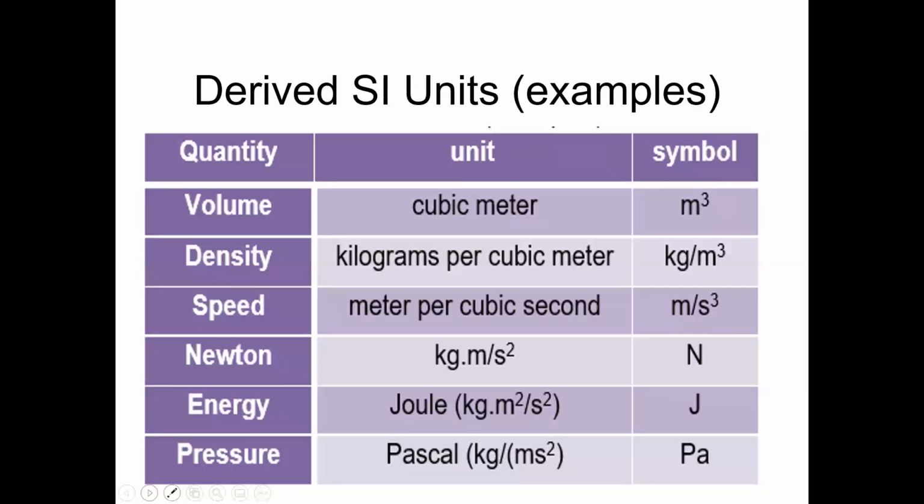Derived SI units, some examples of that: the volume, the unit of the volume, cubic meter, the unit of the density, kilogram per cubic meter, the unit of the speed, meter per second, Newton, kilogram meter per square second, energy, joule or kilogram square meter per square second, pressure, Pascal, kilogram per meter square second.